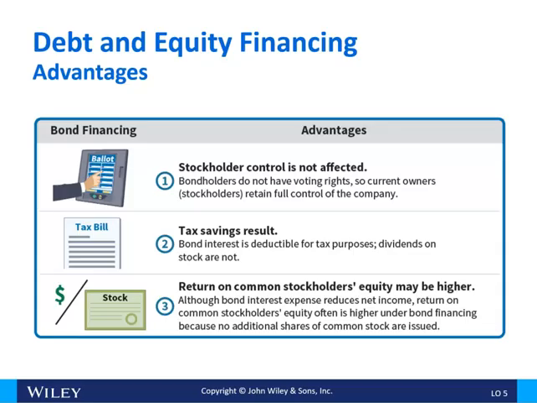There's a tax savings. Bond interest is deductible for tax purposes. Dividends that you pay to the stockholders are not. The return on common stockholders' equity may be higher. Although bond interest expense reduces net income, that return on common stockholders' equity is often higher under bond financing because there are no additional shares of common stock issued.